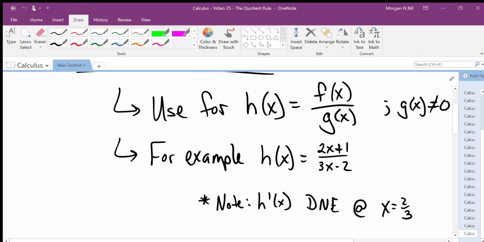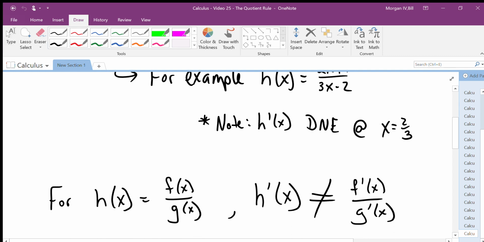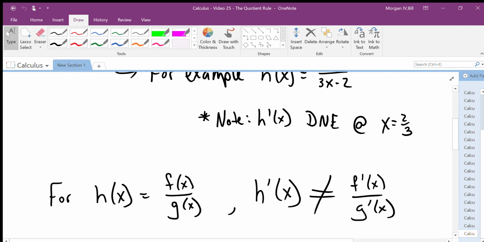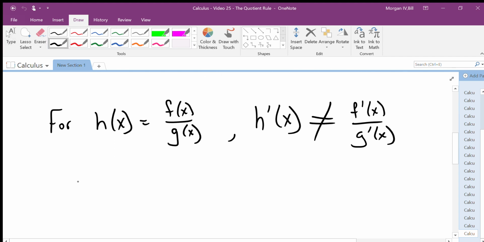All right, so let's talk about the quotient rule. Much like the product rule, where the derivative of two functions being multiplied is definitely not simply f prime of x times g prime of x, you can't just take the derivative of both functions and multiply them. Similarly, if you have a function h of x equaling f of x over g of x, the derivative is not f prime of x over g prime of x. You cannot simply take the derivative of the top divided by the derivative of the bottom. It does not work that way. So I guess the question is, what does it do? How do you do the quotient rule?